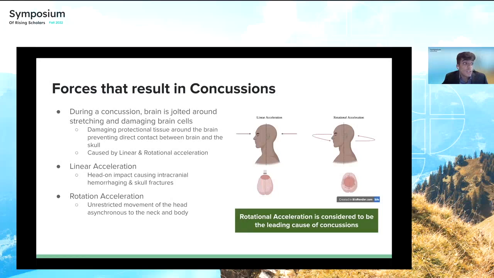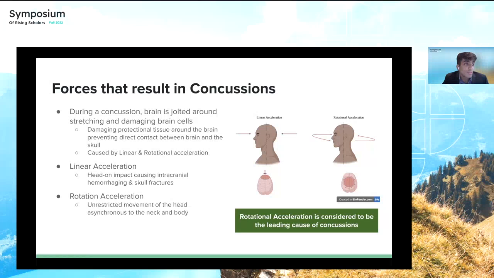Before discussing preventative measures, we must first understand the forces behind concussions, as they serve as the most common traumatic brain injuries among football players, which is also linked to CTE. During a concussion, the brain is jolted around, stretching and damaging brain cells. Specifically, the protective tissue around the brain is damaged. The main forces involved in a concussion are linear and rotational acceleration.